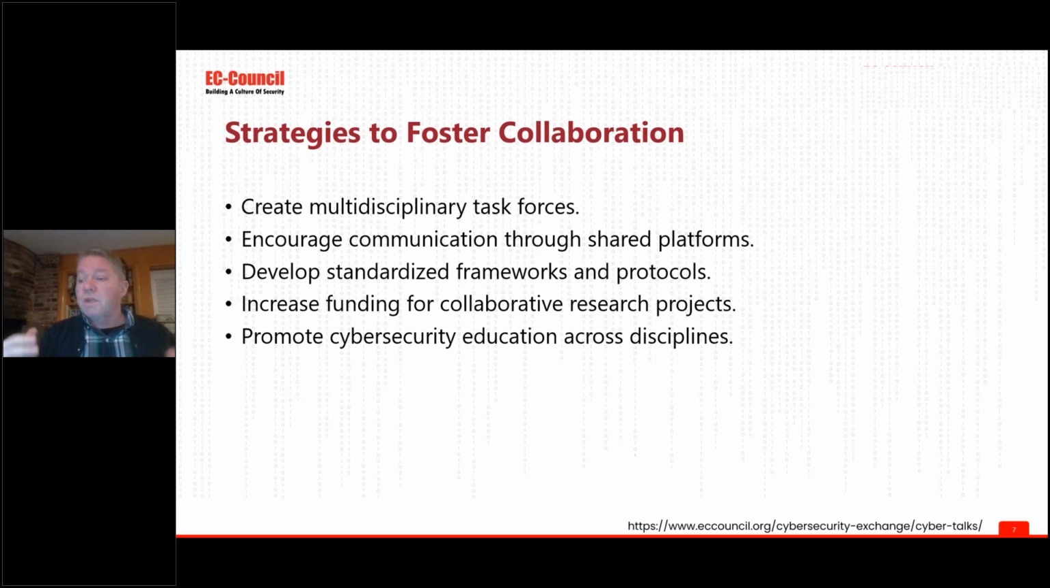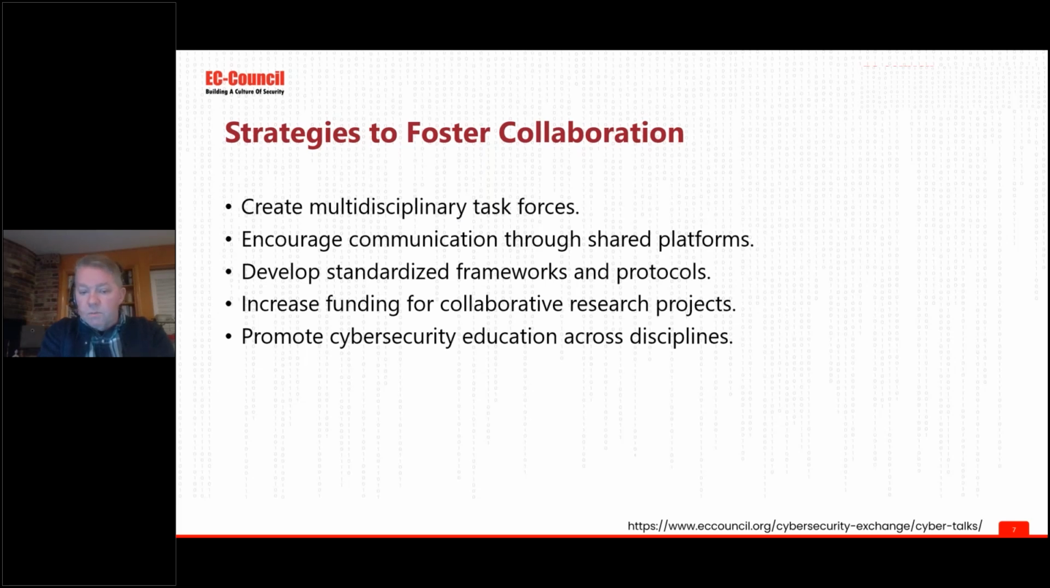Encouraging communication through shared platforms. Sure, most organizations are using either Office 365, I think that's what they still call it, or Google Workspace. Those are shared platforms, but there are other shared platforms out there that we in the cybersecurity industry are interested in. One of them that I always mention is the Open Threat Exchange. This is an open threat intelligence platform that anybody can contribute to and anybody can pull data from. And it also supports standards like STIX and TAXII technologies so that you can consume that information into your existing technology.